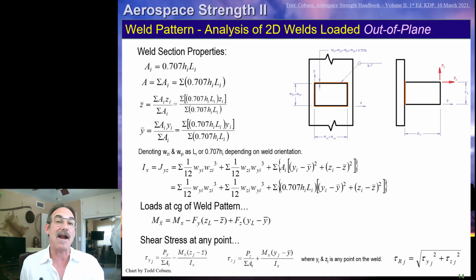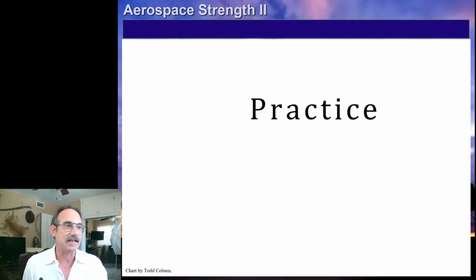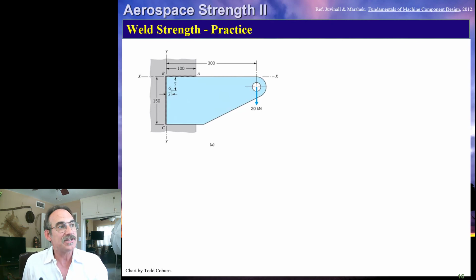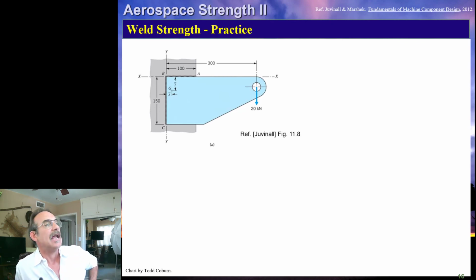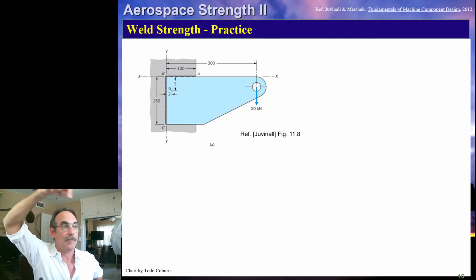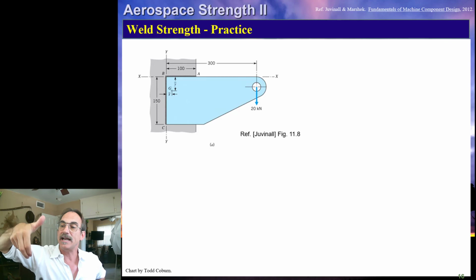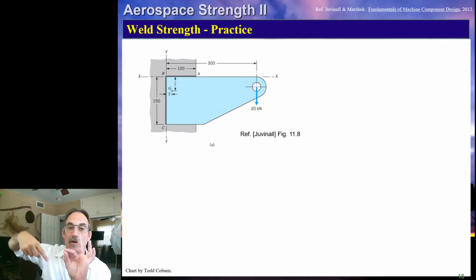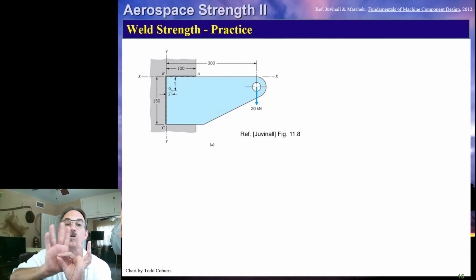Okay, let's look at some practice of how we might assess these, okay? This is an example from Juvenal, and this is an L weld. If we have a load like this, we see we're going to get a component down all throughout, the stress component down throughout the weld. We're also going to get a component like this, which is going to give us little components like this. All those stress components are in the plane of the weld.